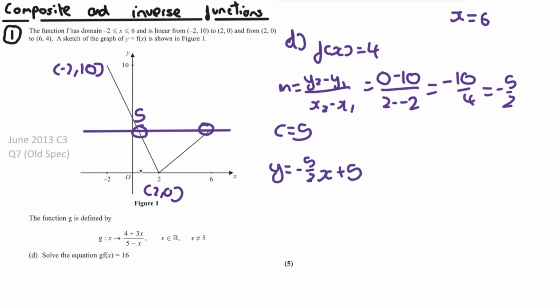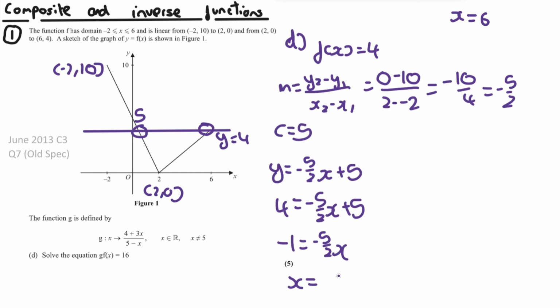And we know that y is equal to 4, because this is the line y = 4. So therefore, 4 = −(5/2)x + 5, and then we just figure out x. It's going to be −1 = −(5/2)x, so therefore x is equal to −1 divided by −5/2, which, if you put it into a calculator, is equal to 2/5. So there are two values of x. x is equal to 6, which is here, or x is equal to 2/5, which is here. And that's the final answer.